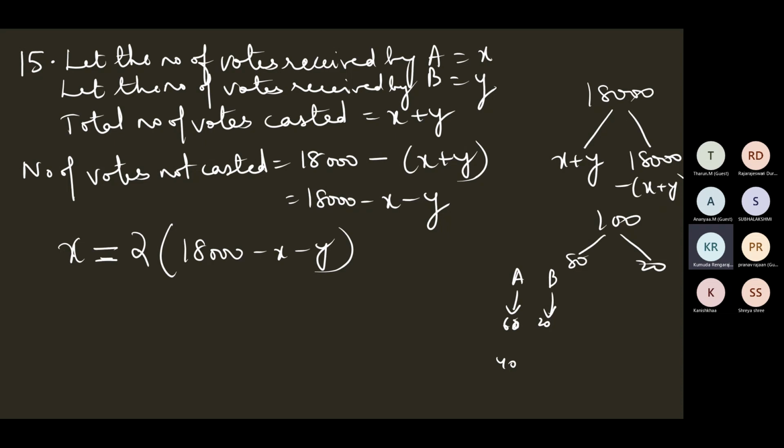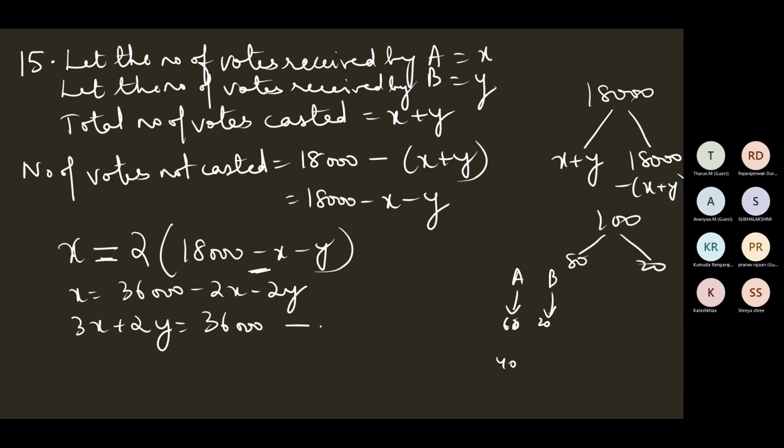So A obtained votes equal to twice the number of persons on the electoral roll who did not cast their votes. So many did not cast their votes, twice that number. So this will be X is equal to 36,000 minus 2X minus 2Y. Let's just make this equation. When this goes outside, it will be 3X plus 2Y is equal to 36,000. This is one equation.